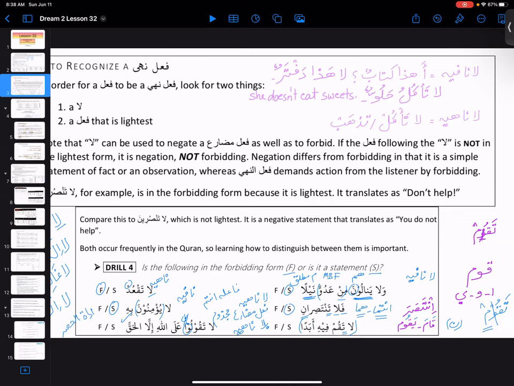But when we say la tansuri, now we are basically forbidding. You are not going to help this person, right? So this is the difference. And what is the third one? The la nafiyatu lil jins, in which all the categories are being negated.